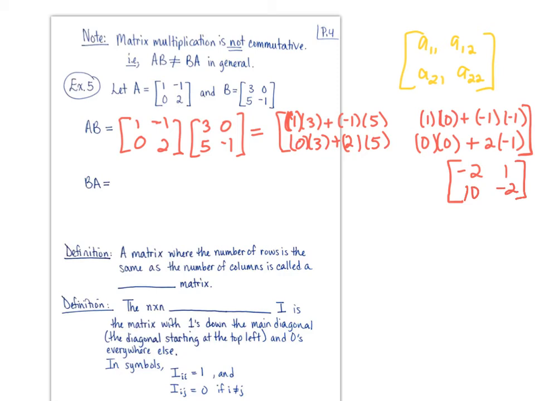But now, let's find B times A. So we'll have 3, 0, 5, -1, and then we'll have A, which is 1, -1, 0, 2. Okay, and now we want to multiply them. So first row times first column: 3 times 1 plus 0 times 0.